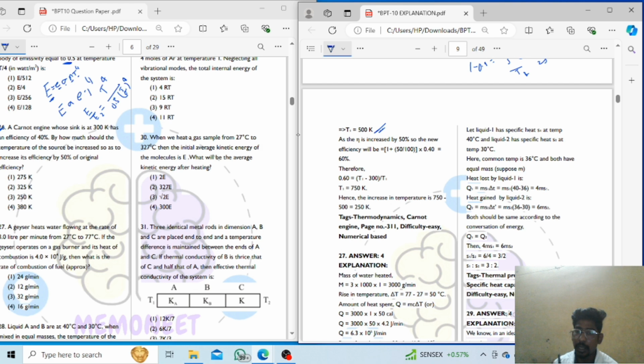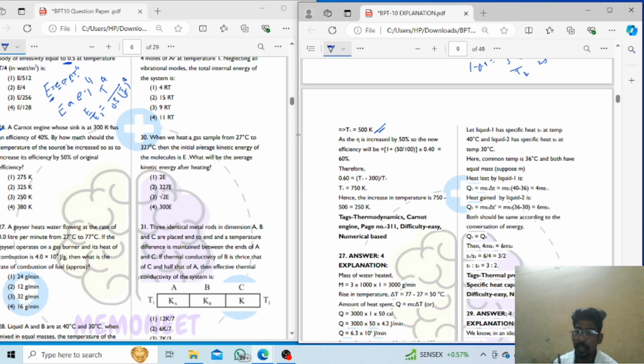Same formula we will use. In the first case, the change in temperature is 4 degrees Celsius. In the second case, the change in temperature is 6 degrees Celsius. The heat is equal because they are mixed together. That means one will be losing heat and another will be gaining heat. This one has the highest temperature, so it will lose heat, and this one will gain heat. Heat gained equals heat lost, that is the calorimetric principle.